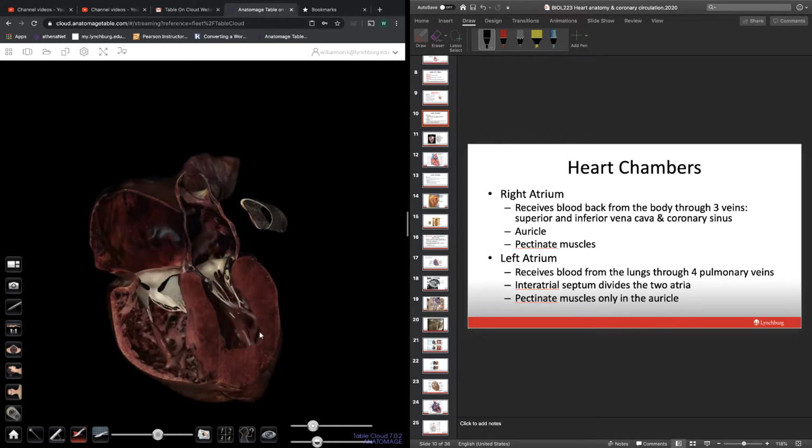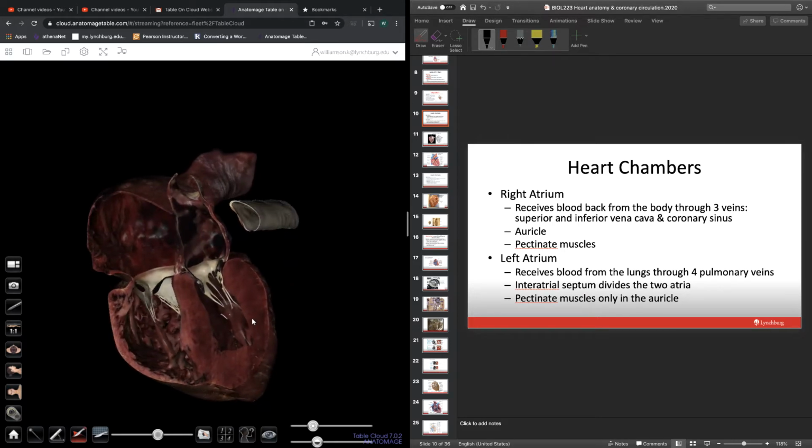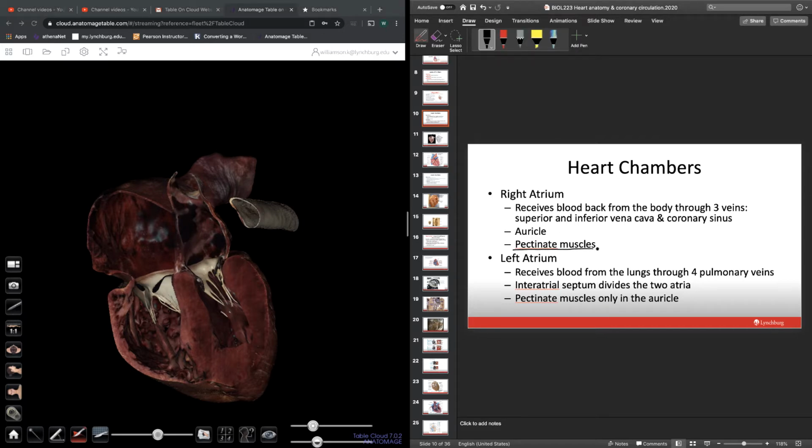Okay, some structures that we can see on the inside here. In that right atrium, you can see folds in the walls of the atrium, and these are called pectinate muscles. So pectinate muscles are going to be found inside the right atrium. They're muscular folds that we see in the wall. We also have them in the left atrium, but they tend to be only present in the auricle on the left side. But those are pectinate muscles, and so those are going to be the muscular folds.